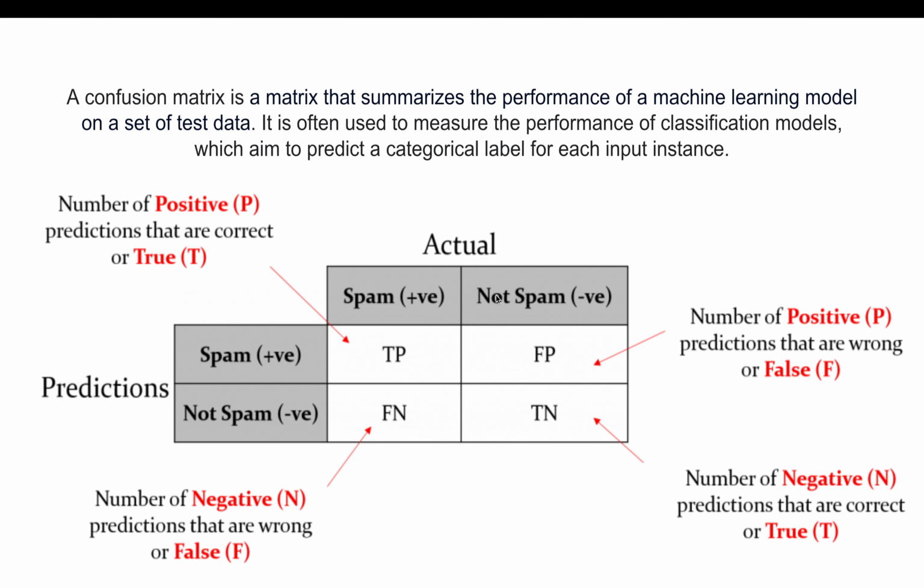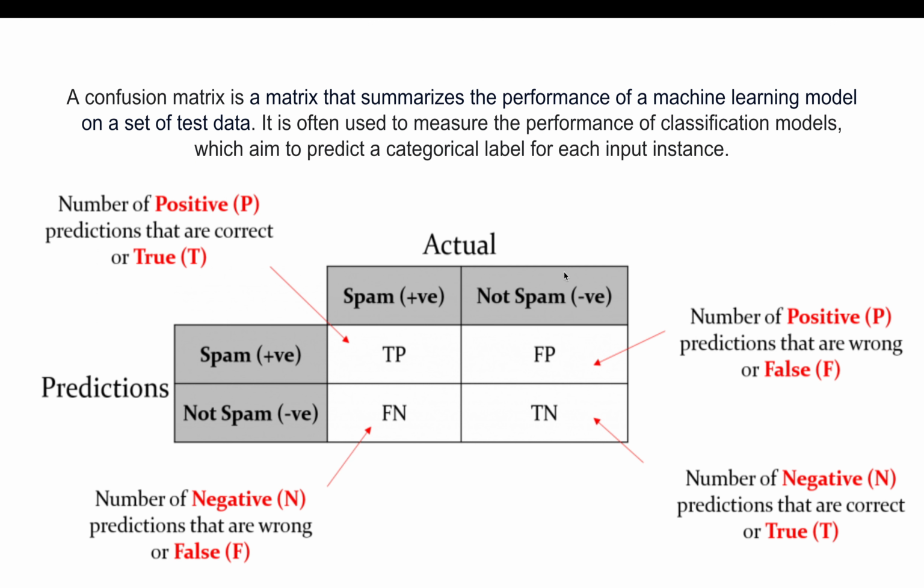Similarly, let's say the actual email is not a spam email, but your model has still called it a spam email, although it was not a spam email. In that case, the prediction that your model has given is a false positive, because it has given you a false positive indication that it is a spam email, but it is not a spam email.